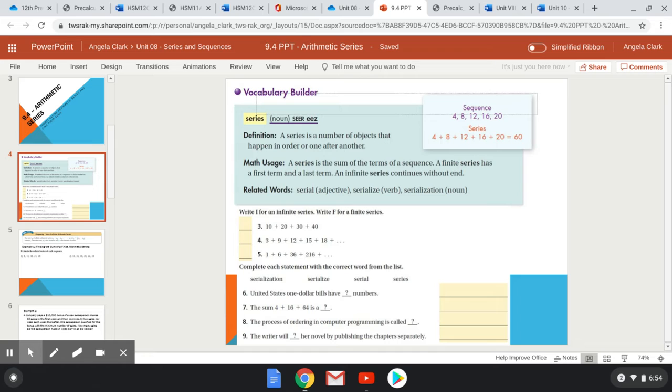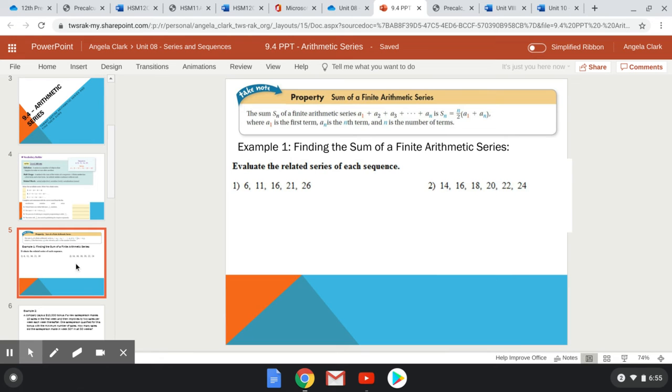So that can happen. Anyway, a finite series looks like this. It just stops. An infinite series, however, is going to have a plus dot dot dot. That means I'm adding on forever and ever. So these two would be infinite and this one would be finite. So let's do some examples.